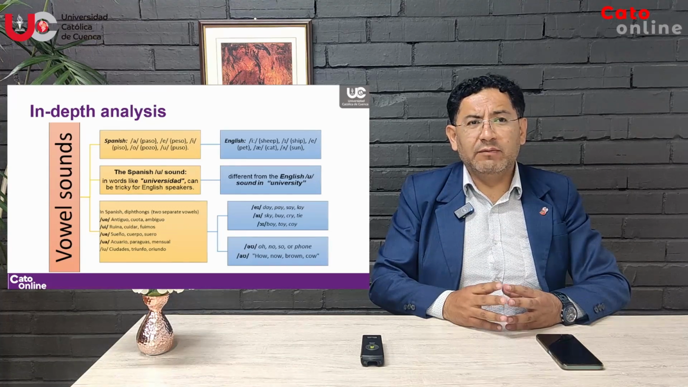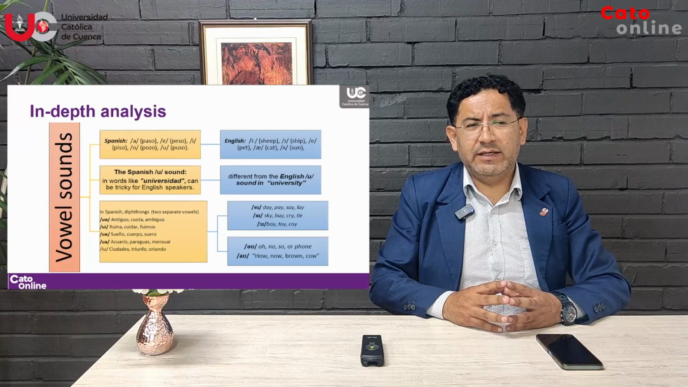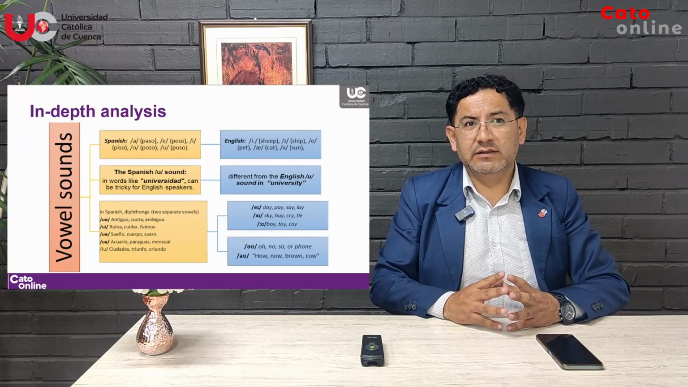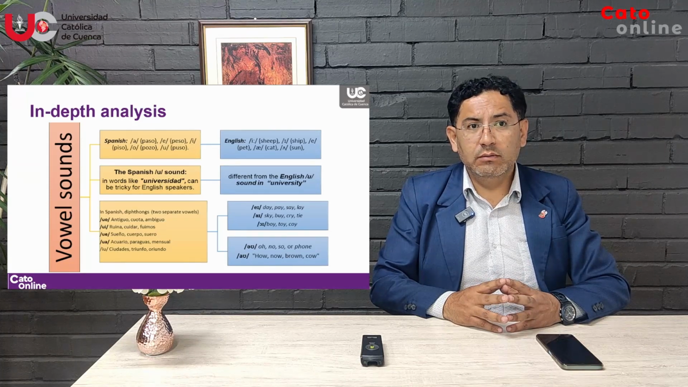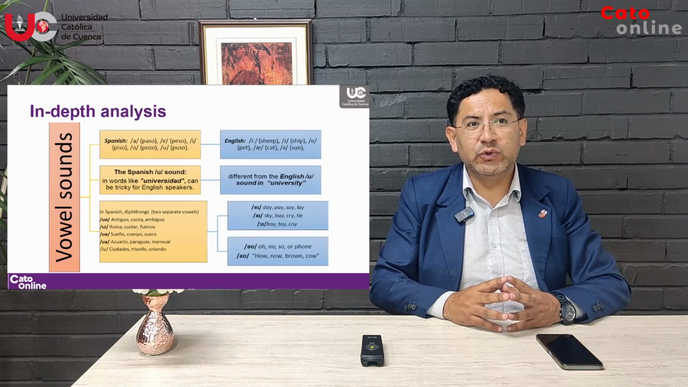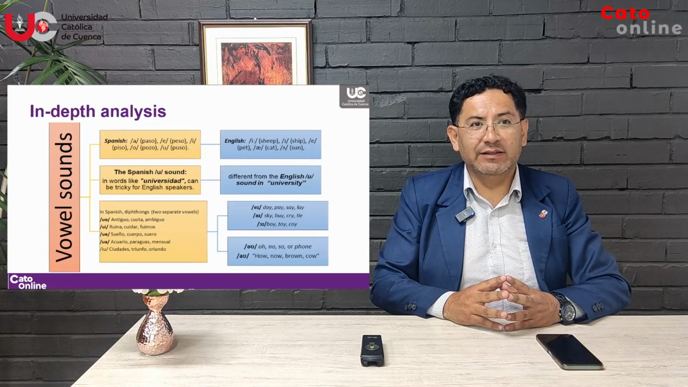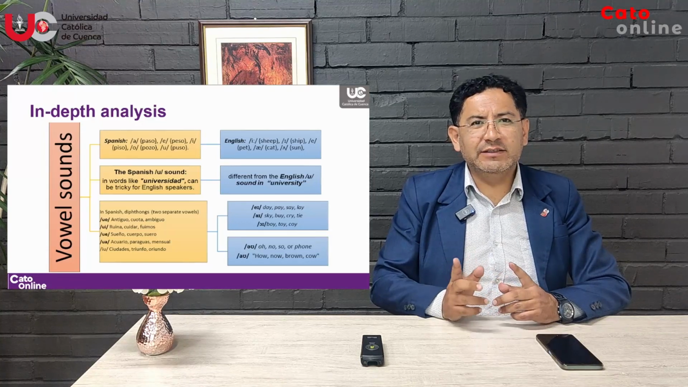Now, what about diphthongs? In Spanish, we have 2 separate vowels in the diphthongs. For example, antiguo, cuota, ruina, sueño, acuario, ciudades. Okay, let's check English.